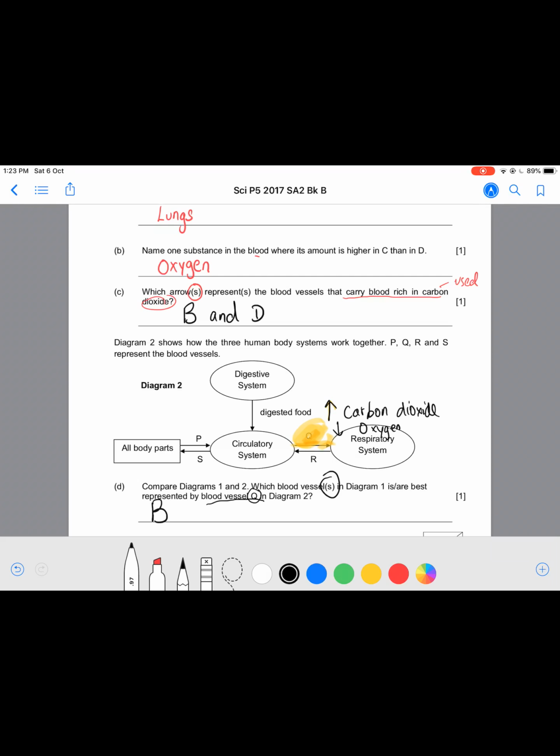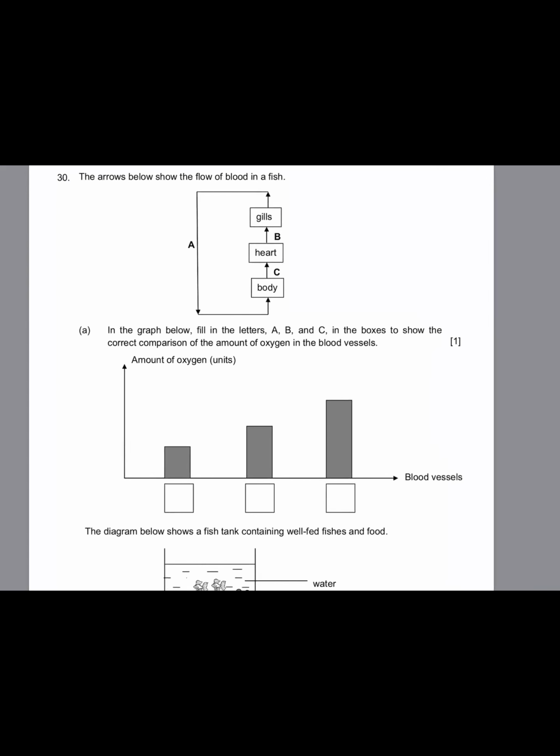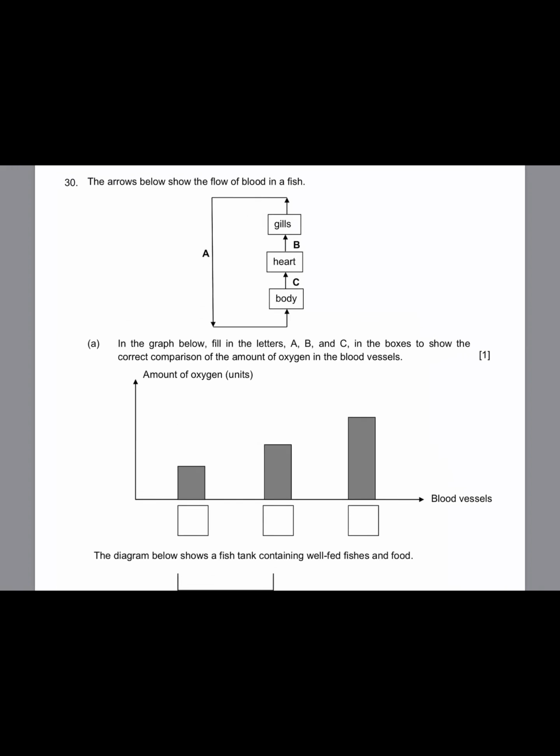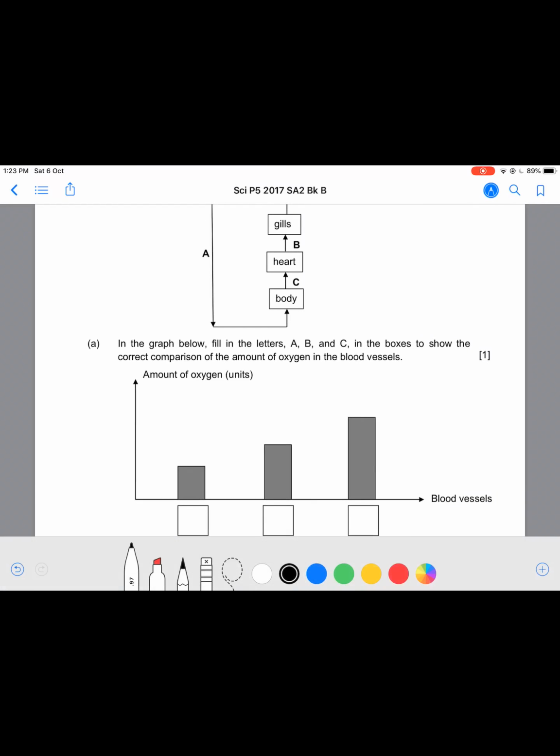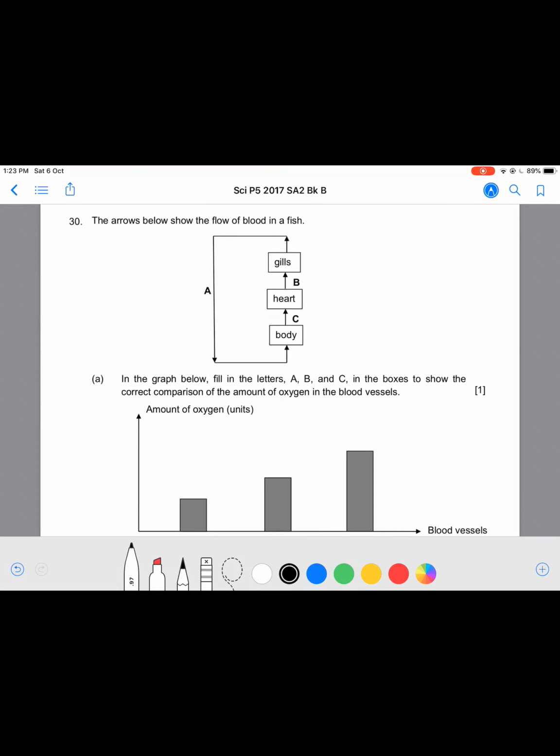Okay, alright, so let's move on to the next question, question 30. The arrow shows the flow of blood in a fish. So like I said, fish respiratory system is a very important system. Fill in the letters A, B, and C to show the comparison of the amount of oxygen. Alright, so for oxygen, the highest amount will be the one that's fresh, just inhaled in. And so that goes starting from the gills, transferring to the body, right? So A must be the highest in oxygen.